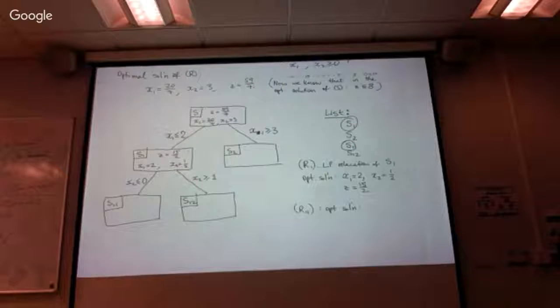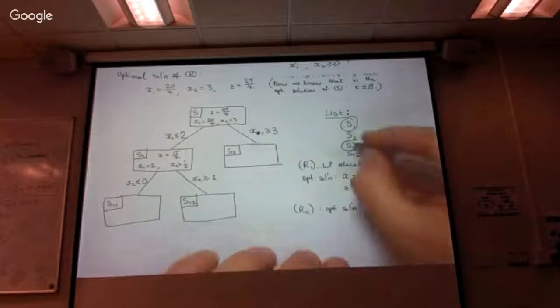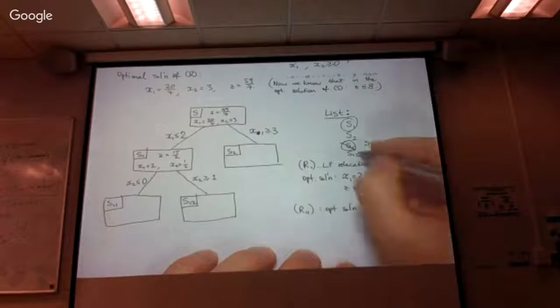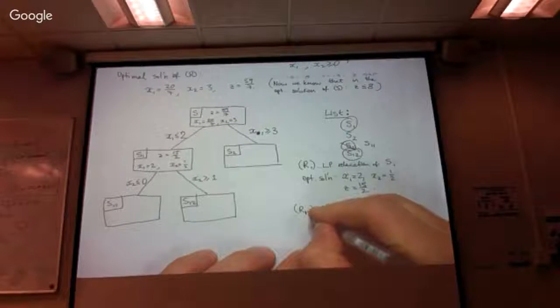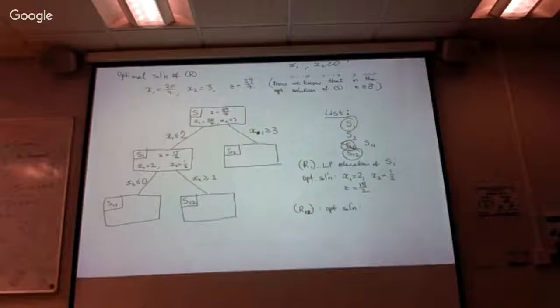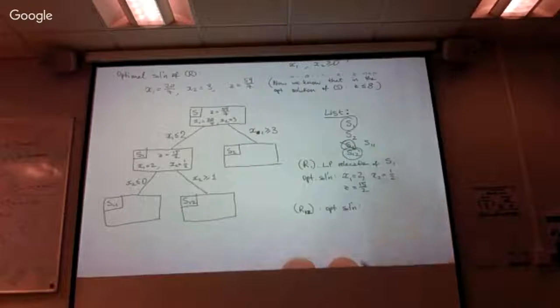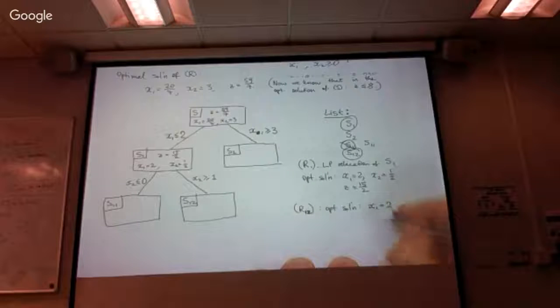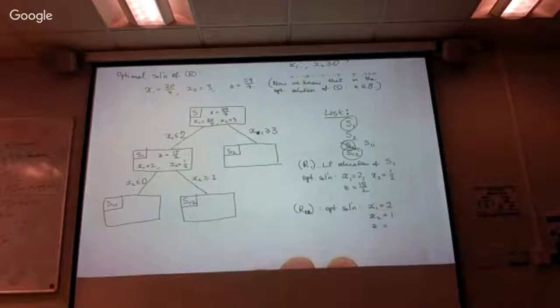No, I don't know what I'm doing. 1, 2 is what I want. So S11 I'm putting back on the list. S12 is the one I want to solve. So S12, quite randomly. Sorry. The optimal solution is x1 equals 2 and x2 equals 1, and the objective is 7.